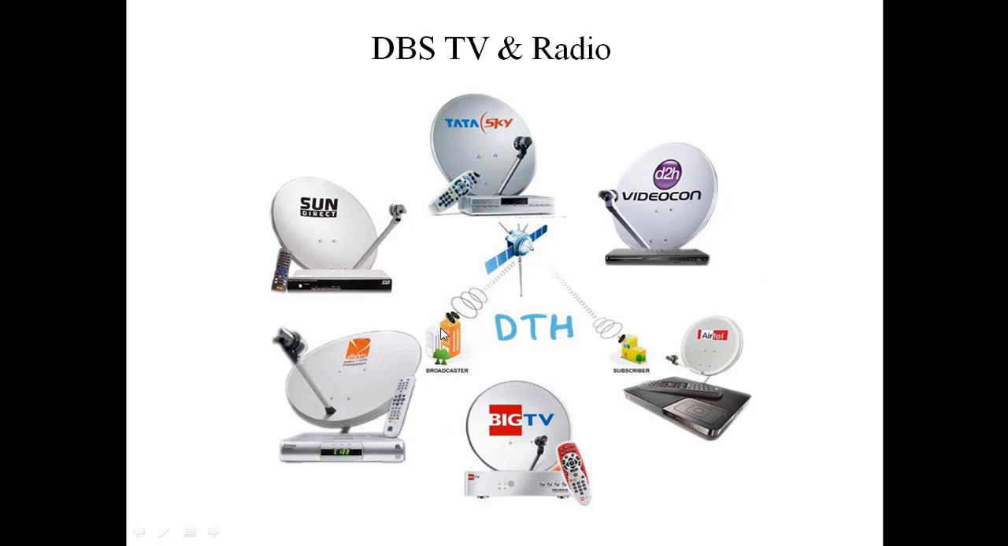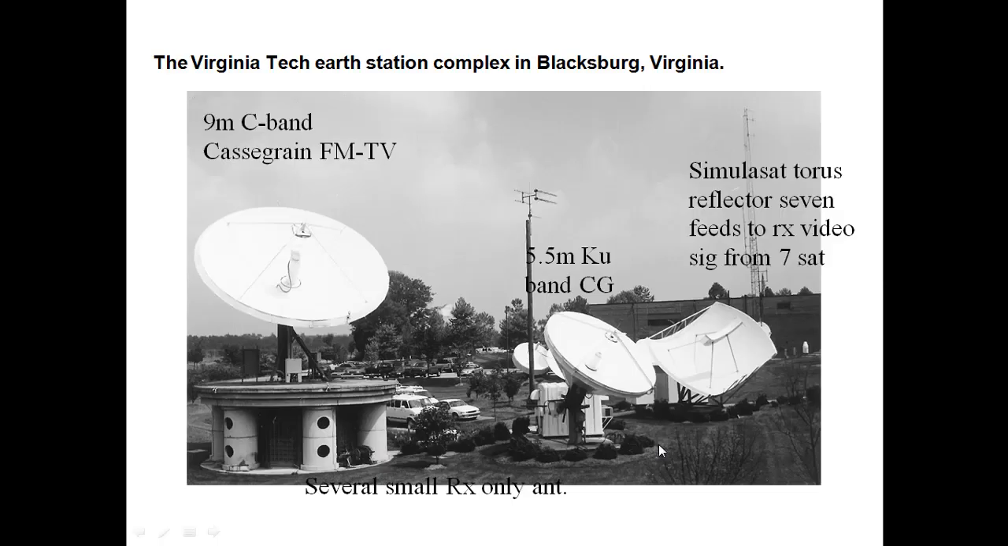Here you can see a broadcaster that is transmitting a television signal to the satellite, and the satellite downlinks it back to the subscribers. So the number of subscribers falling in the footprint of the satellite can receive this DTH signal.